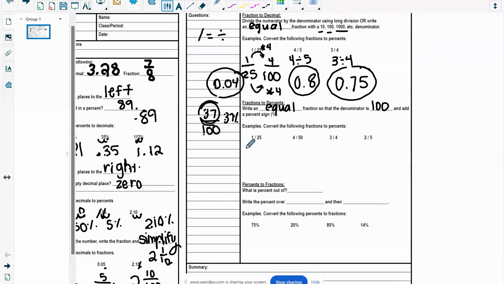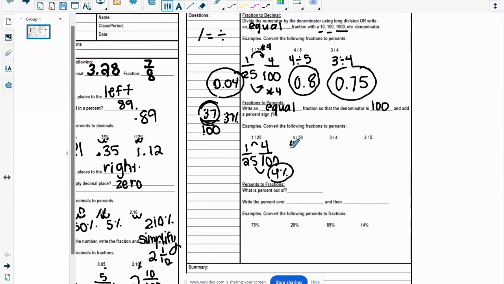So if I have 1/25, which I did on the top up here, I know I could do times 4 to get it to be out of 100. Times 4 times 4, which is 4/100, which is equal to 4%. Okay, let's do another one like that.